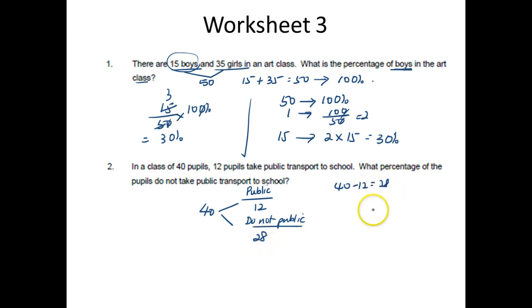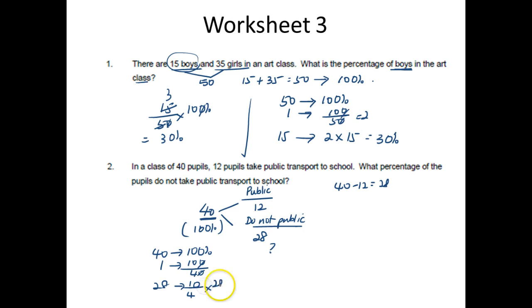So what percentage of the pupils do not take? So my 40 is my 100%. I want to find how many percent is my 28. So 40 is 100%. 1% would be 100 divided by 40. And my 28 would be 10 out of 4 times 28. I get 70%. Alternatively, I can take 28 out of 40 times my 100%. And I will get 70% also.